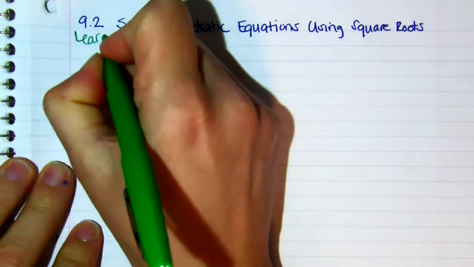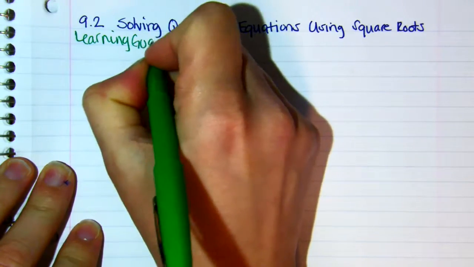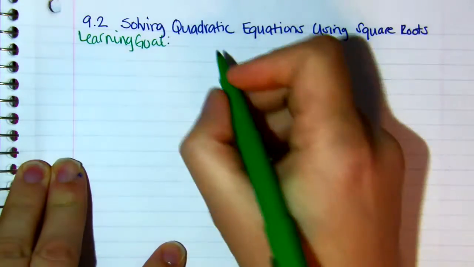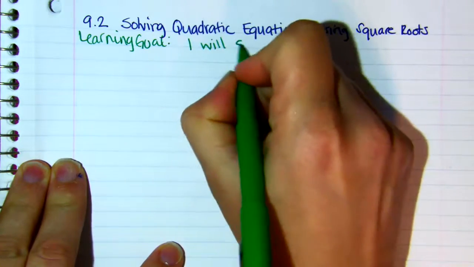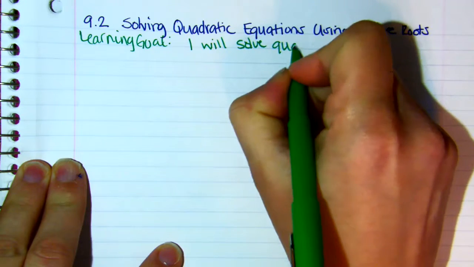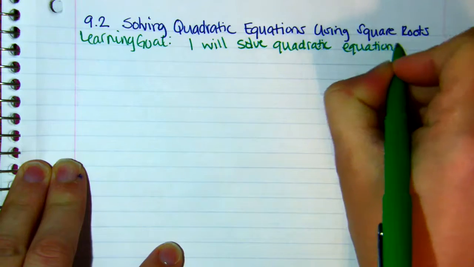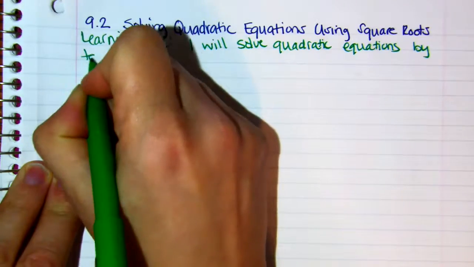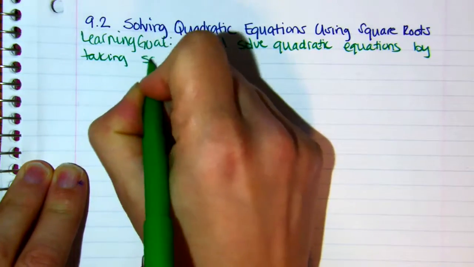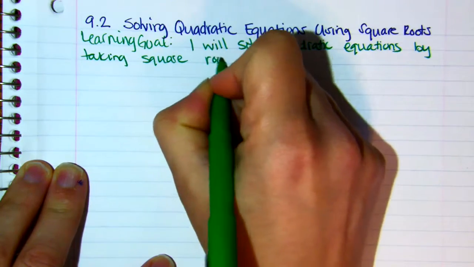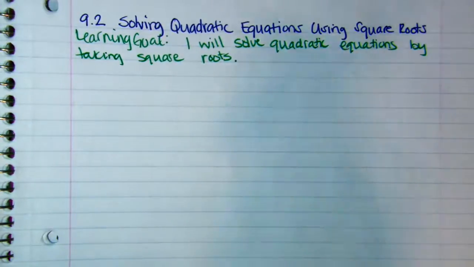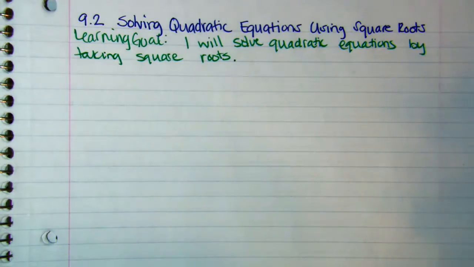Our learning goal for today, I will solve quadratic equations by taking square roots. So this, like I said, it's very straightforward. It's stuff that you've really already done before. We just are going to learn one special thing that we'll need to make sure we're doing.